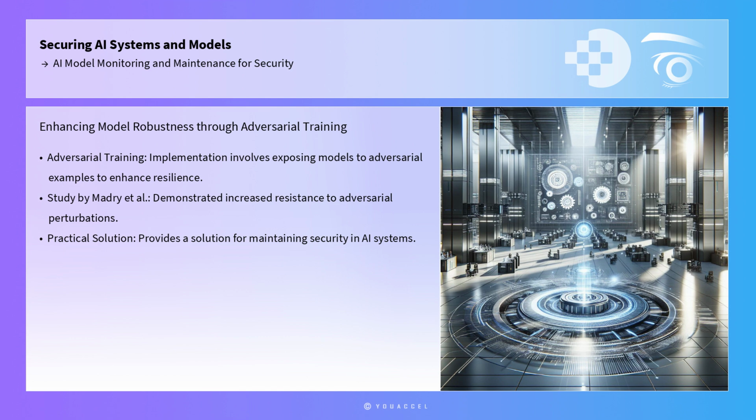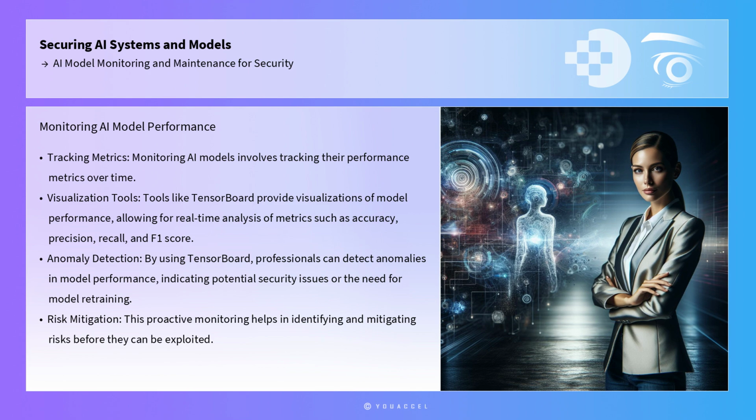Another effective strategy is the implementation of adversarial training, a process where models are exposed to adversarial examples during training to enhance their resilience. This approach has been shown to improve models' robustness against adversarial attacks significantly. A study by Madry et al. demonstrated that adversarial training could increase a model's resistance to adversarial perturbations, providing a practical solution for maintaining security in AI systems.